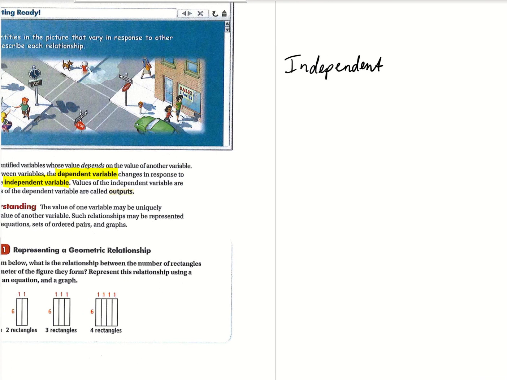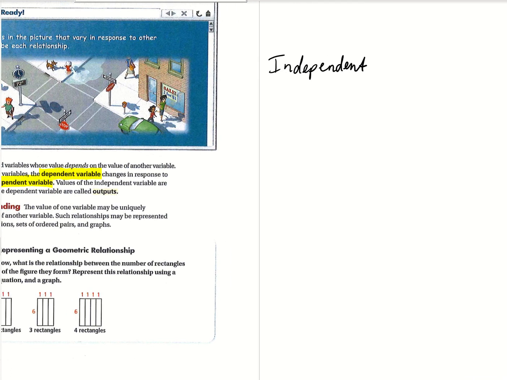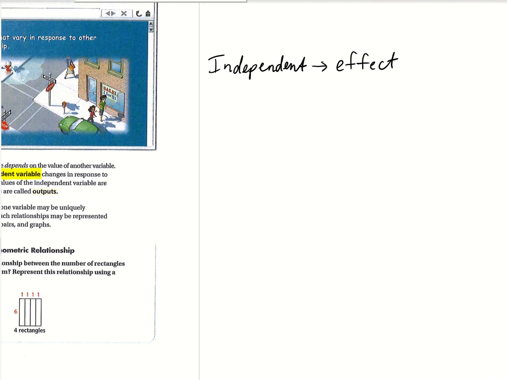definition of the word itself, right? Independent just means that it is by itself, right? So it will affect the dependent variable, right?